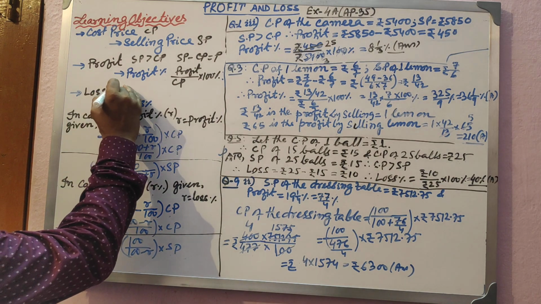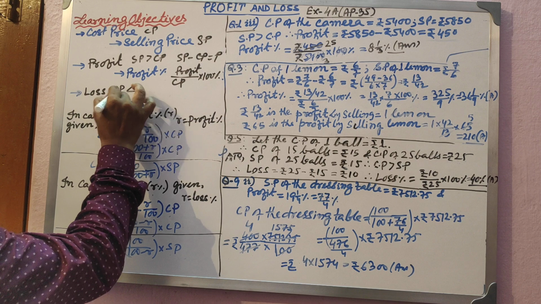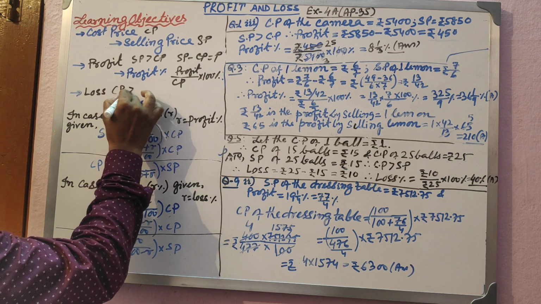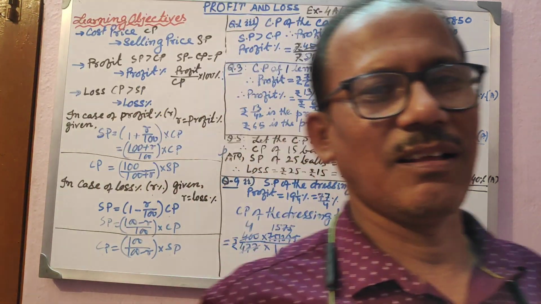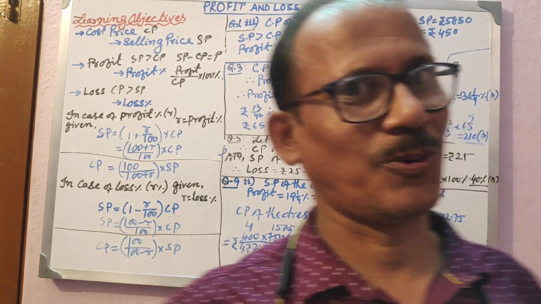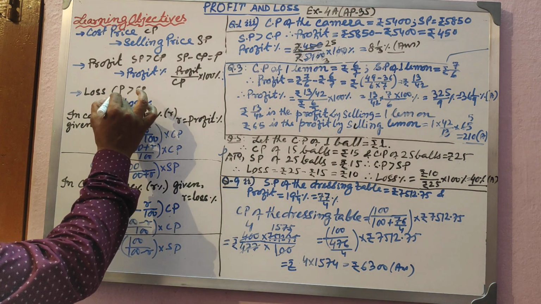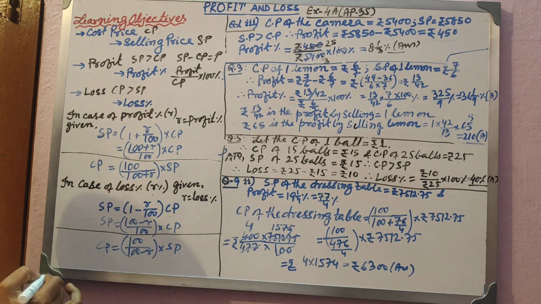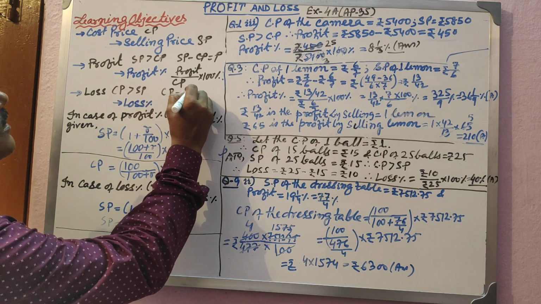When SP is lesser than CP, or CP is greater than SP. Sometimes selling all the commodities you will not gain money, sometimes you have to incur loss also. So loss is also a part of trading. Could you understand? So when CP is more than SP, that time loss will be there. What will be the loss? CP minus SP.